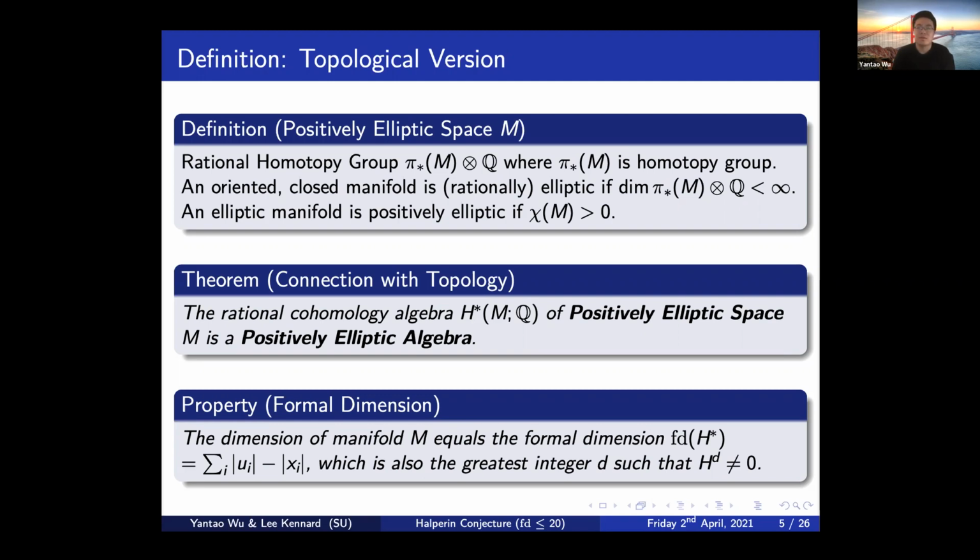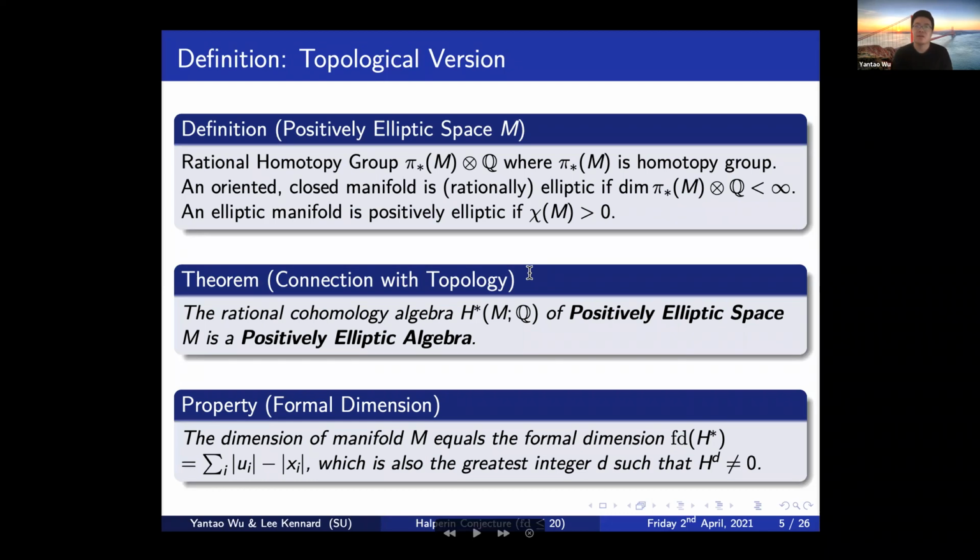If we want the dimension of the rational homotopy group to be finite, and we also want the manifold oriented and closed, then this manifold is called rationally elliptic. If in addition we have positive Euler characteristic, then we say the manifold is positively elliptic. And this part, positive Euler characteristic, is why we have even integer degrees for the variables x.